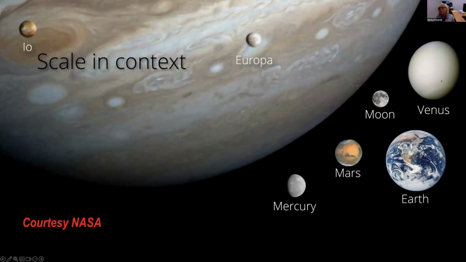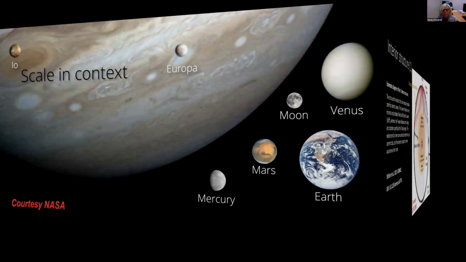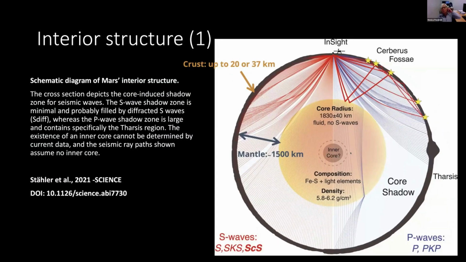Very briefly, in this sort of family portrait, you know that Mars is relatively small. Its diameter is about half that of the Earth. It's less dense, and as a result, its gravity is only about a third of that of the Earth. And we knew very little about its internal structure until the NASA InSight mission to Mars.